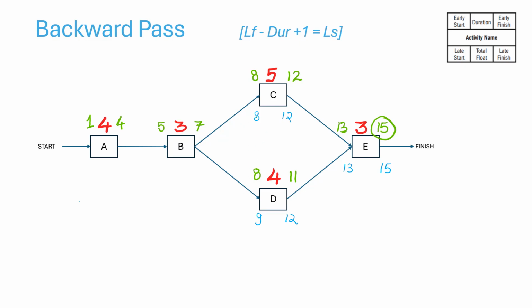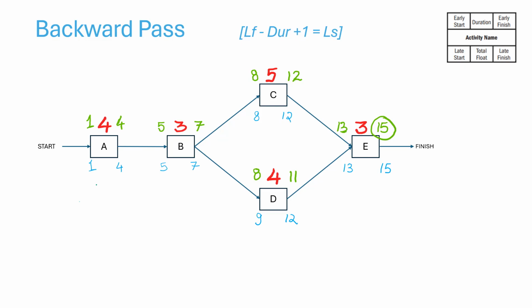And now we have to take the smaller number and subtract it by 1. So between 8 and 9, the smaller number is 8, and subtract 1, and that becomes 7. Just remember, it's exactly opposite to the forward pass. Now, how do I find the finish? 7 minus 3 is 4, plus 1 is 5. And subtract 1 again, 4. 4 minus 4, 0 plus 1 is 1.